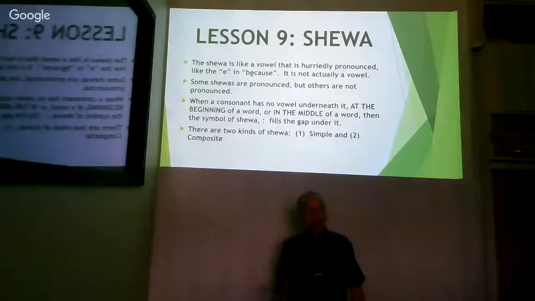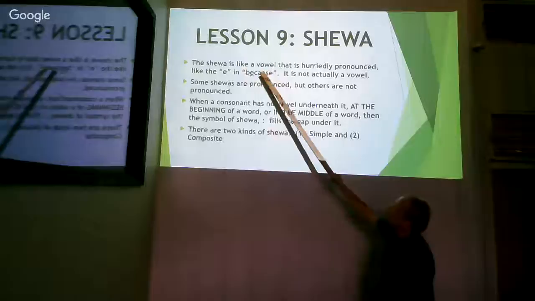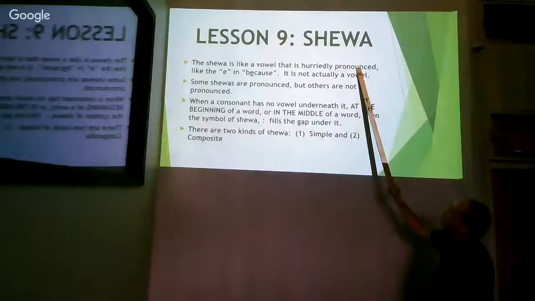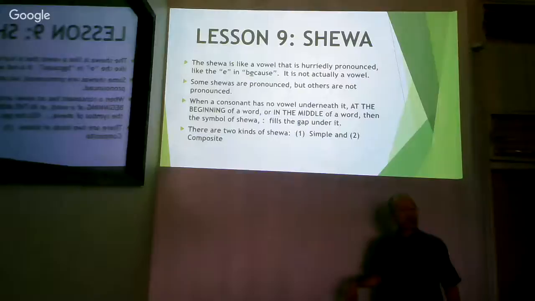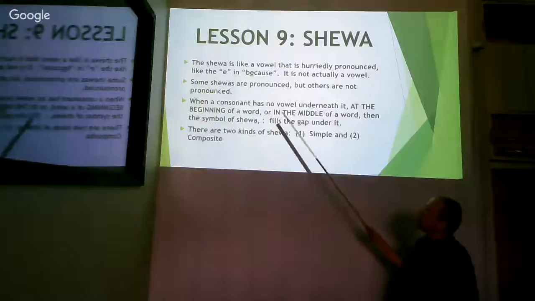What does Shewa mean? The Shewa is like a vowel that is hurriedly pronounced, like the E in because. The E in because is pronounced so quickly that sometimes you can hardly hear it. Because. It's like you jump from B to C and you leave out the E. Because. Well, that is what a Shewa is like. It is a hurried pronunciation.